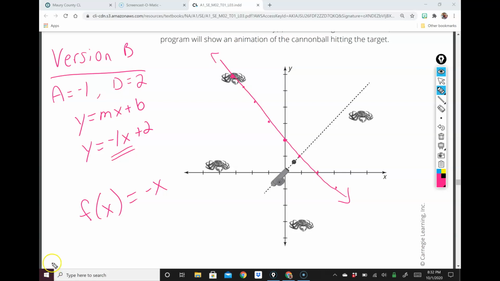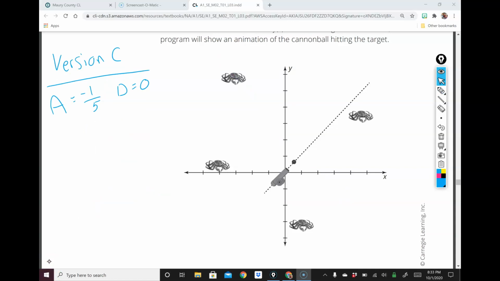Let's look at version C. And there's lots of examples that you could have here. Okay, so for version C, this is just one situation where you can have -1/5 for your slope and 0 for your y-intercept. So we're going to keep our cannon right there in the middle.